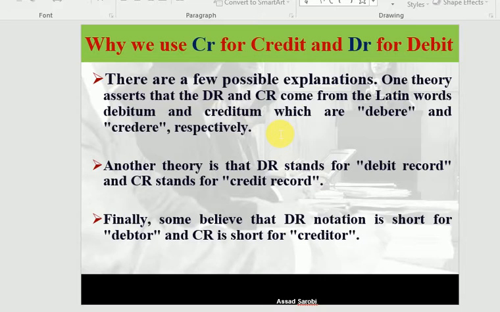So there are different theories about debit and credit. Another theory stated that a debit record means owing something, and a credit record means a claim. Debit will be denoted by DR and credit will be denoted by CR.